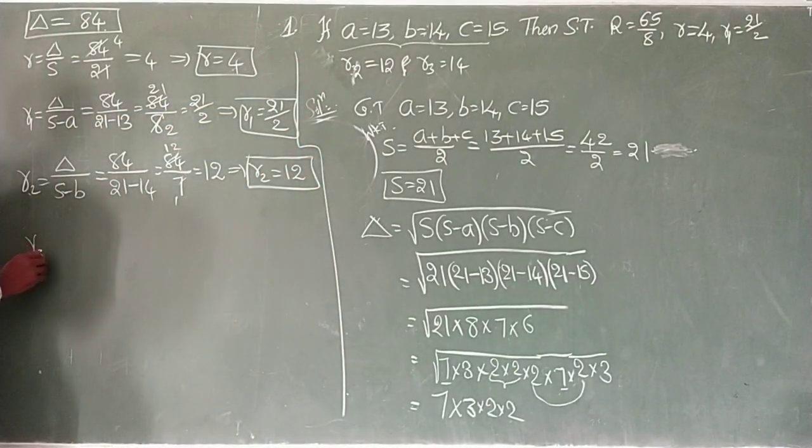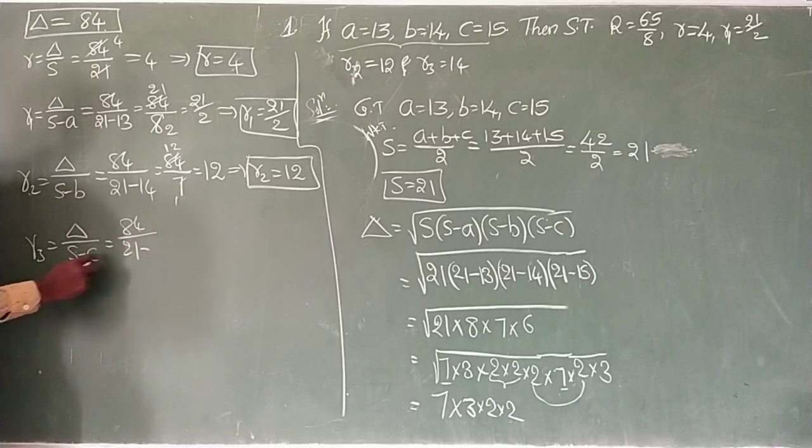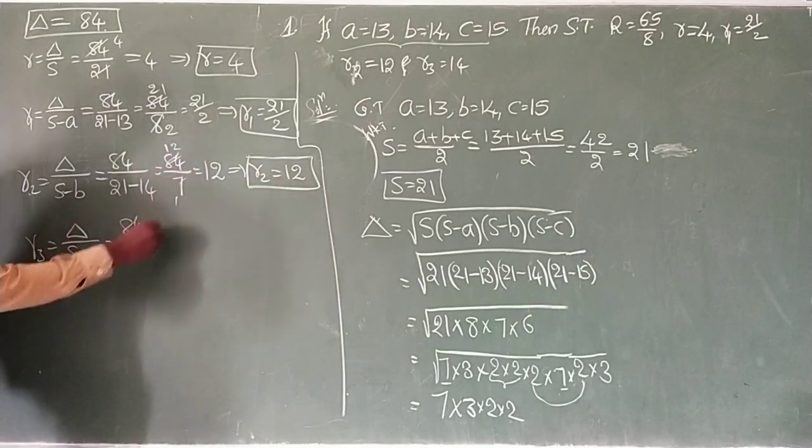Next, r3. r3 means what? Delta by (s minus c). Very good. 84 by s, which is 21, minus c, which is 15.